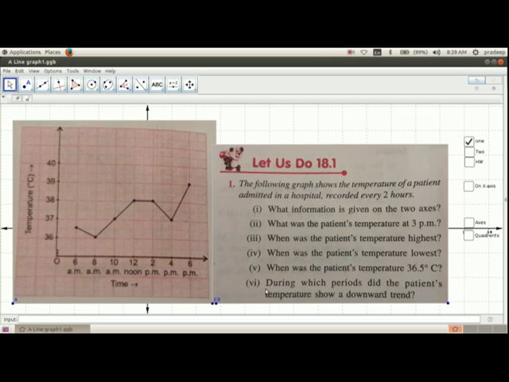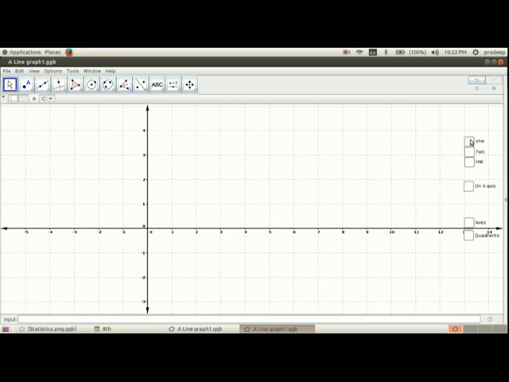And the fourth, last question here is, during which period did the patient's temperature show a downward trend? Here we can see that these two regions, this and this, show the downward trend. That is, the period between 6 a.m. and 8 a.m. and between 2 to 4 p.m., the graph shows a downward trend. Let's move on to the next question of the same type.